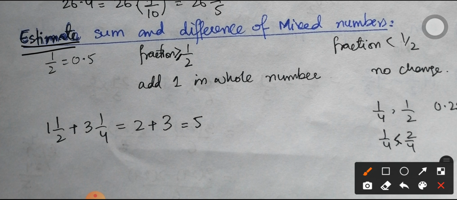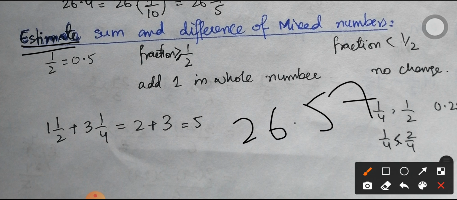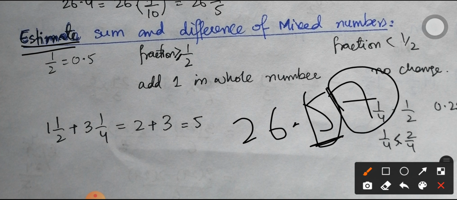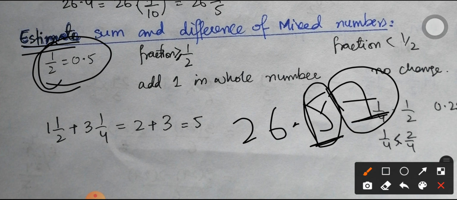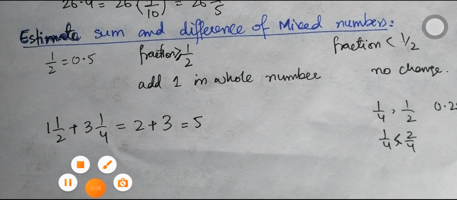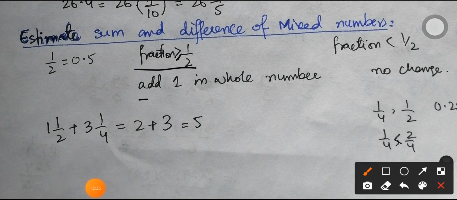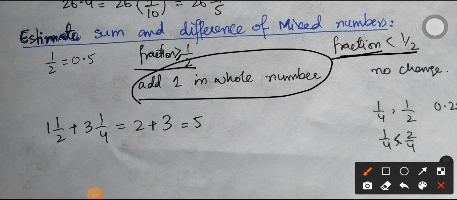We know that in the case of decimals, we compare the number with 5. For example, if we have 26.57 and we have to round it off to the first decimal position, I will check the number on the right hand side. If this number is greater than or equal to 5, I will add 1 to the digit, and if this number is less than 5, it will remain the same. So 0.5 is equal to 1 by 2. So 1 by 2 is the basic fraction in this case. Here you can see that if the fraction is greater than or equal to 1 by 2, we will add 1 to the whole number, and if the fraction is less than 1 by 2, there will be no change in the number.